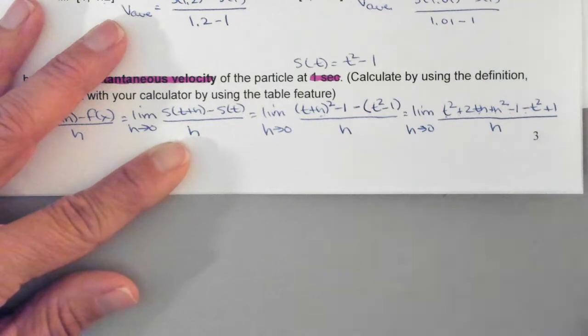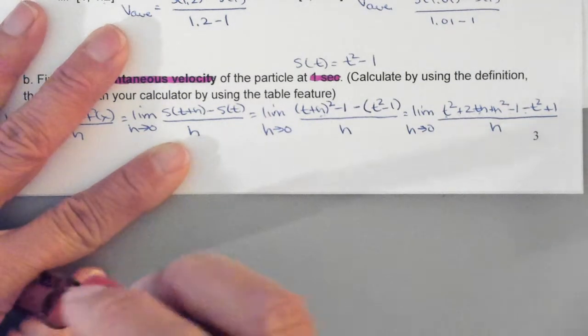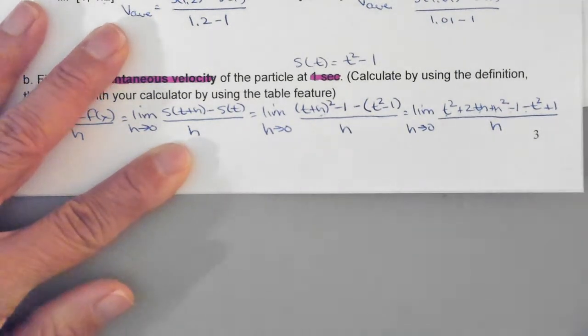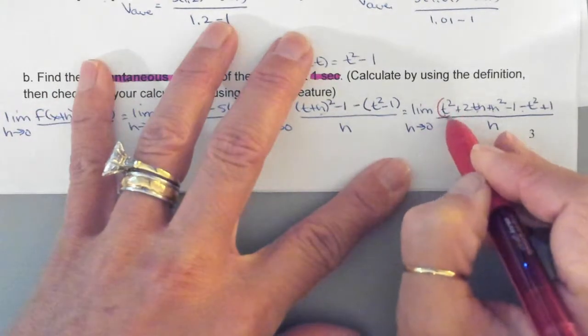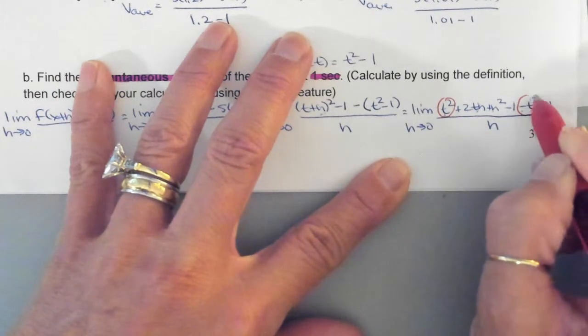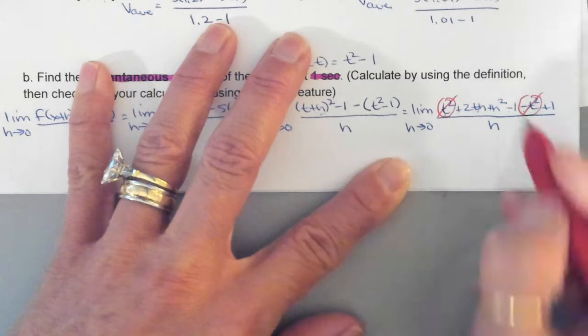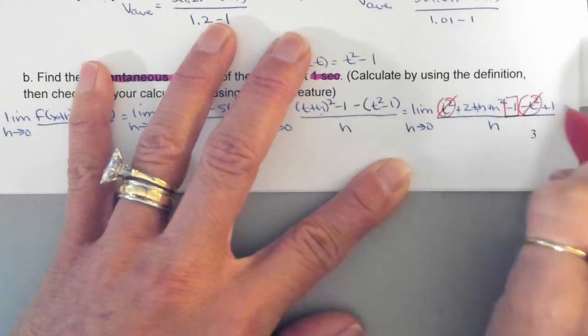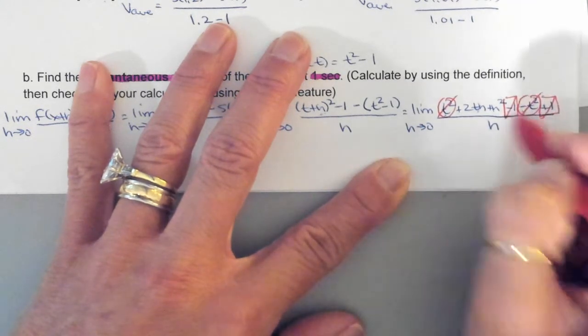Whew. Okay, so just like before, we're looking to see what goes to 0. So I've got a positive t squared and a negative t squared. Gone, right? I have a negative 1 right here and a positive 1 right here. Gone.